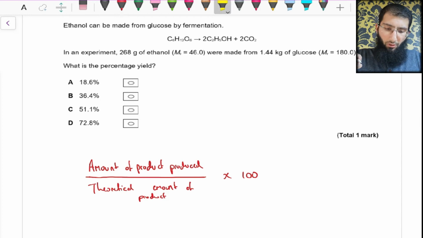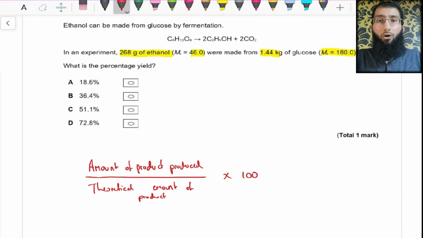So I've been told that I've got 268 grams of ethanol with an MR of 46.0, and I've got 1.44 kilograms of glucose with an MR of 180. So I've been given masses. What can I do with these masses? I can work out the moles. What equation am I going to use to work out the moles? N equals mass over MR. But we need to be cautious here because we've been given the mass of glucose in kilograms and we need to convert that to grams. So let's work out the moles of glucose and the moles of ethanol.